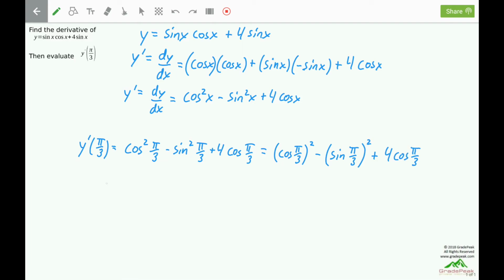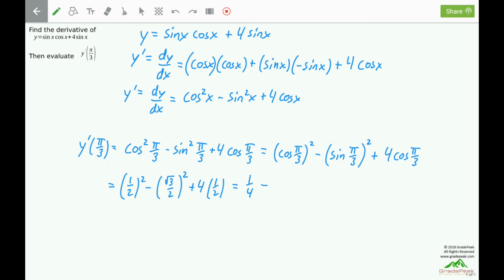Now, we can evaluate the cosine of pi over 3. Cosine of pi over 3 is 1/2. So 1/2 squared minus the sine of pi over 3, which is root 3 over 2, square that result. Plus 4 times, and then the cosine of pi over 3 again is 1/2. 1/2 squared is 1/4, 1/2 times 1/2. Square root of 3 over 2 squared will be 3 over 4.